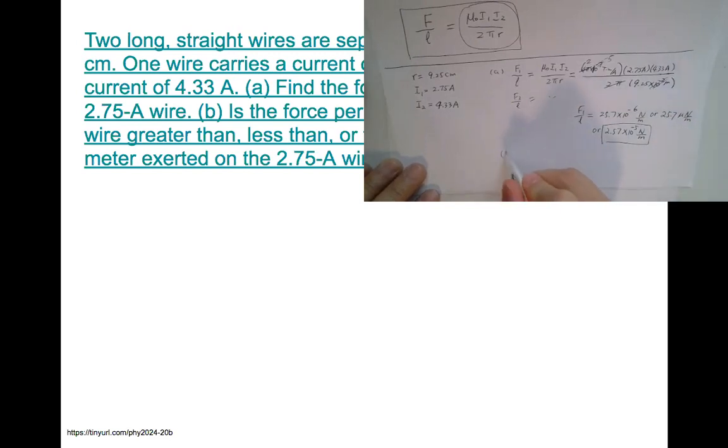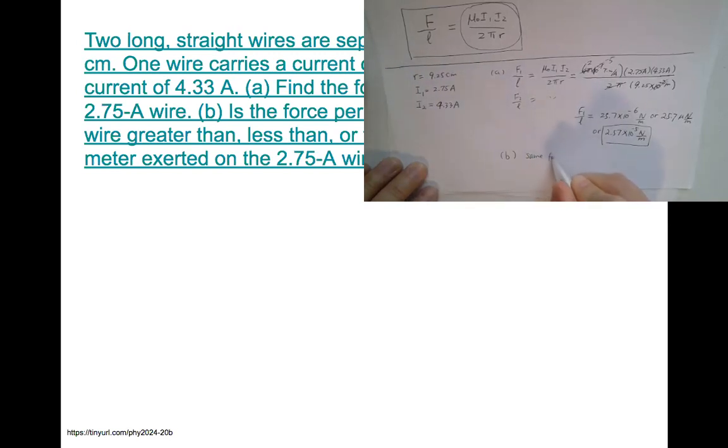Now part B is asking, is the force per meter exerted on the second wire greater, less, or the same in magnitude? This should be the same, because the two forces are an action and reaction pair, with the same magnitude. It should be the same, right? Because action and reaction pairs follow Newton's third law.